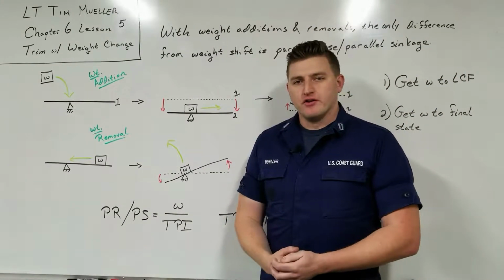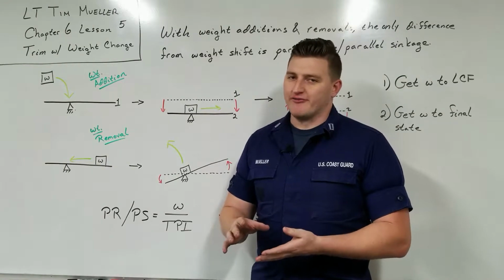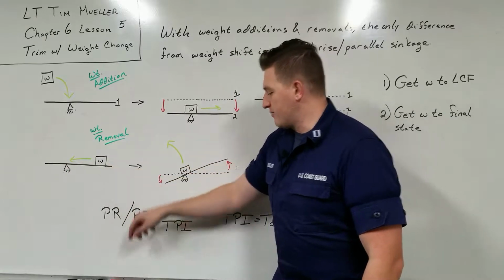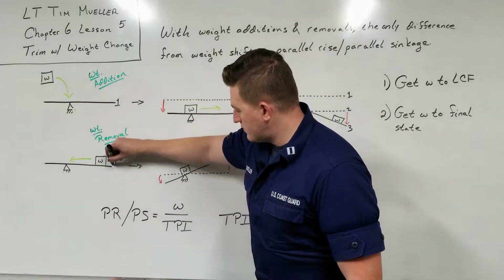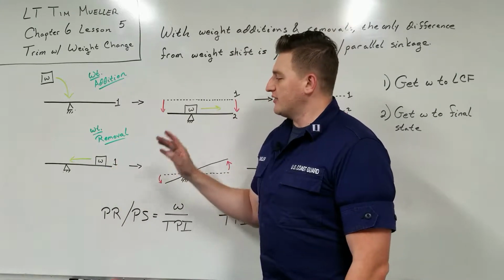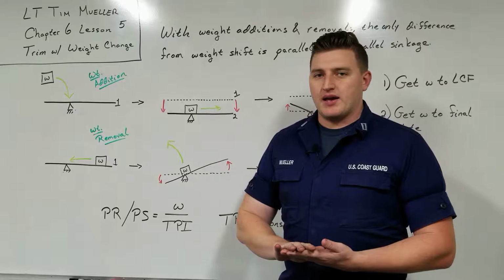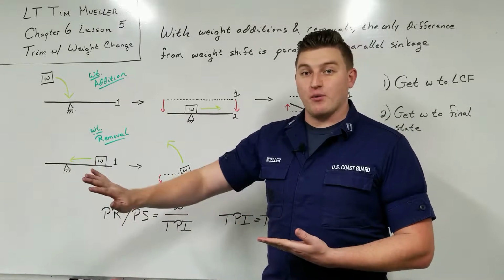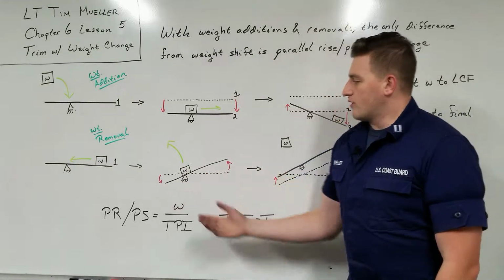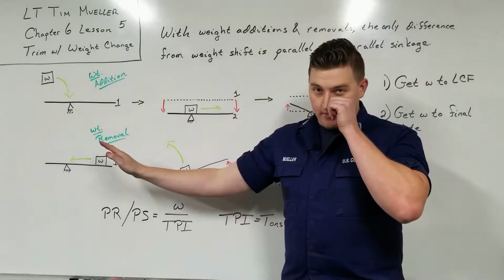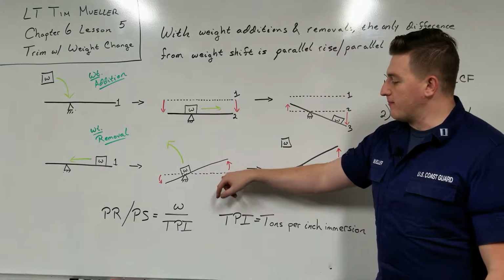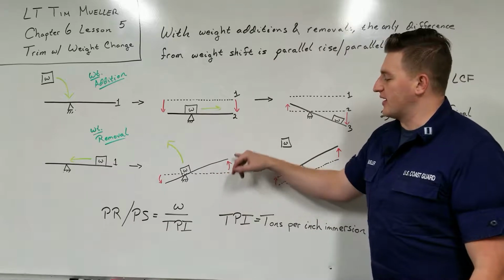Now for a weight removal, it's pretty much the same thing, but a little bit different. So we start with this condition here. We've got a ship at condition 1, we have a weight here on the forecastle somewhere. Now, to get rid of it, we first have to get that weight to the LCF. So we have to shift that weight. So we shift it, moving over here, we get this trimming moment. Because it's an aft trimming moment, now we have the aft going deeper, and we have the bow coming up. We have the bow getting shallower.